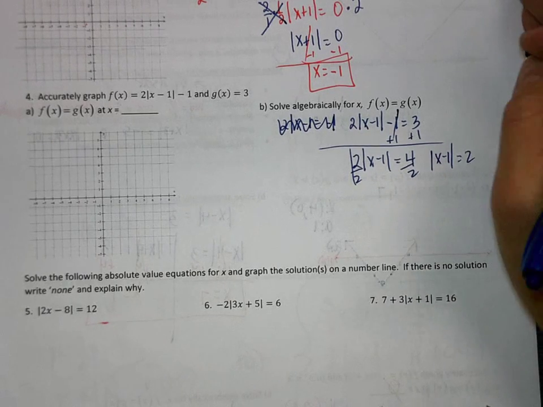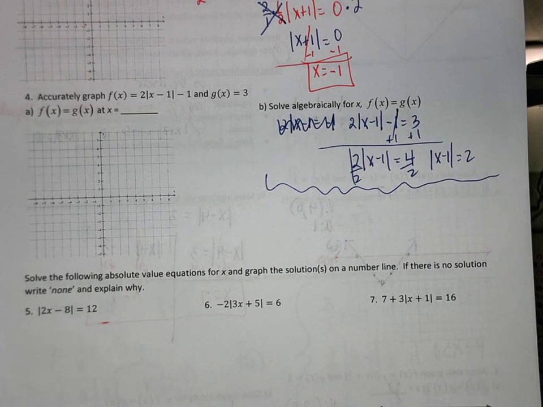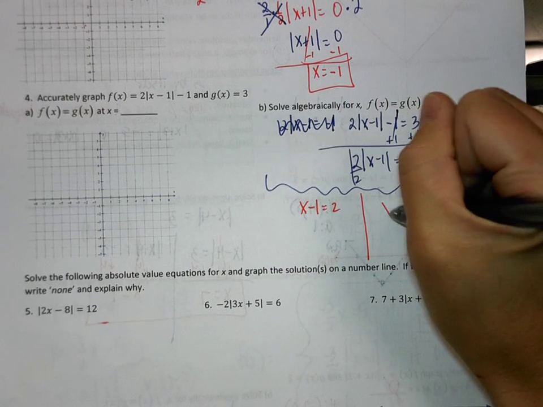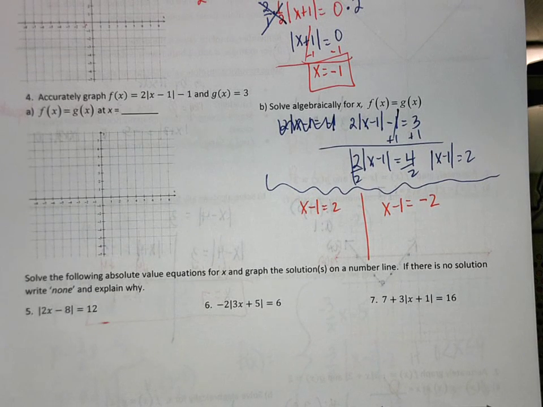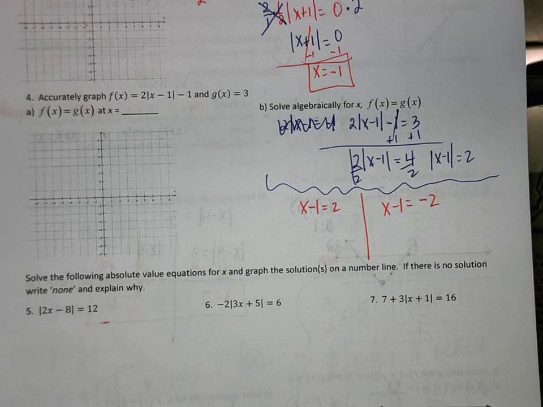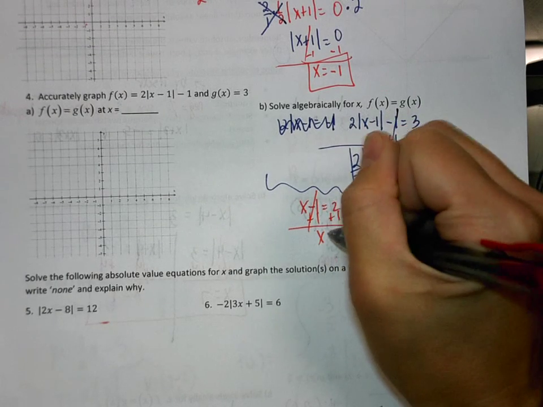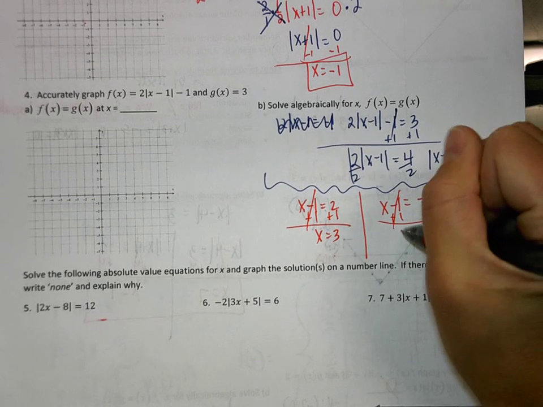So now that the absolute value is by itself, I can make my 2 equations. So you would have x minus 1 equals 2 and x minus 1 equals negative 2. So it's only at that point that you end up writing your 2 equations. Does that make it more clear? Okay, and so then here I add 1 to both sides and I get x equals 3. Here I add 1 to both sides and I get x equals negative 1.